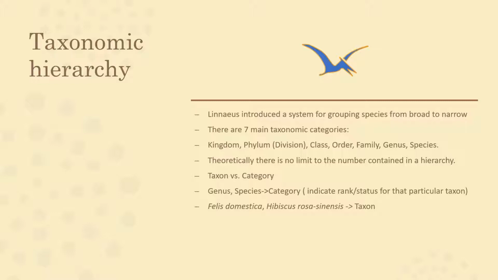Felis domestica is known as a taxon. Meanwhile, genus or species is a status for that particular taxon. In Felis domestica, the species is Felis domestica and the genus is Felis.